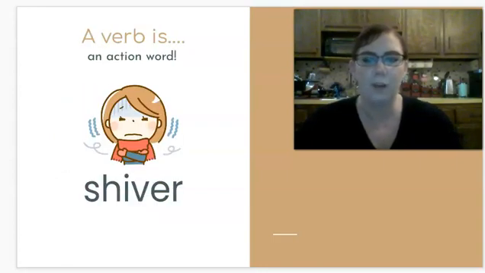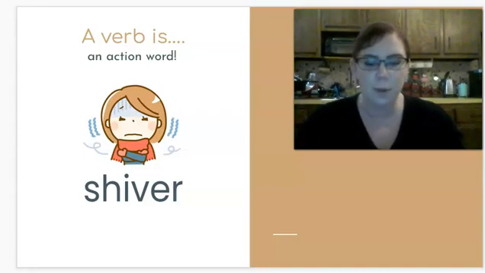Let's look back at verbs. Here we have a verb, an action word, shiver. Can everybody show me how you would shiver? If you were cold and you were outside, you would certainly shiver. That's an action. It's something that you can do. We've also learned that verbs can show something happened in the past. We'd call that a past tense verb.